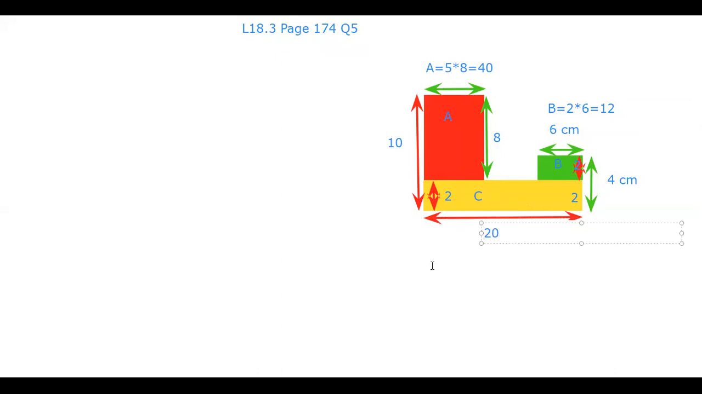So what is my area? What is the area for C? You're going to say the area for C is actually equals what? 2 times 20, which is 40. Till here, is it clear?